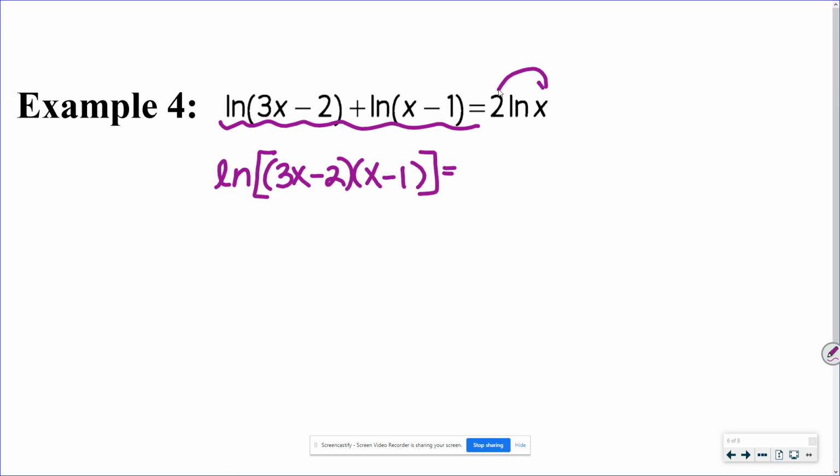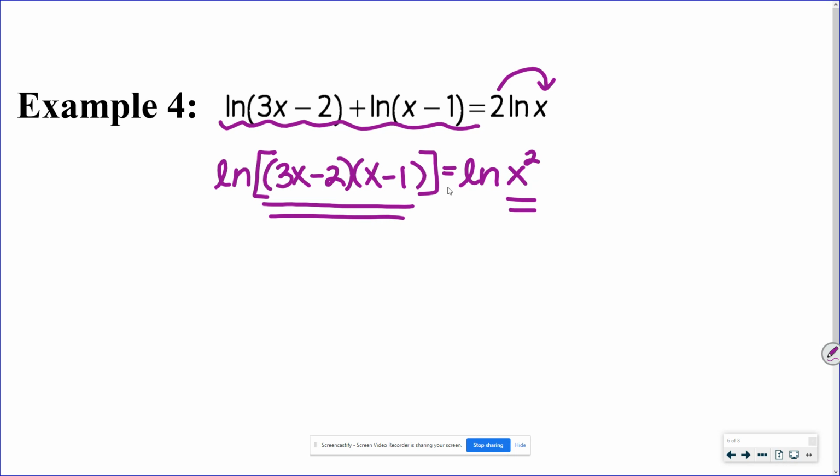I also have a 2 on this right side that can be written as a power. So that's going to make this, instead of x, just x squared. Now at this point, you have a logarithm on both sides. And that's actually a good thing, because remember, when you're solving an equation, the goal is to make the left side equal the right side. Well, the left side has a ln and the right side has a ln. So that part of the equation is already equal. What's not equal is all of this stuff is obviously not equal to x squared.